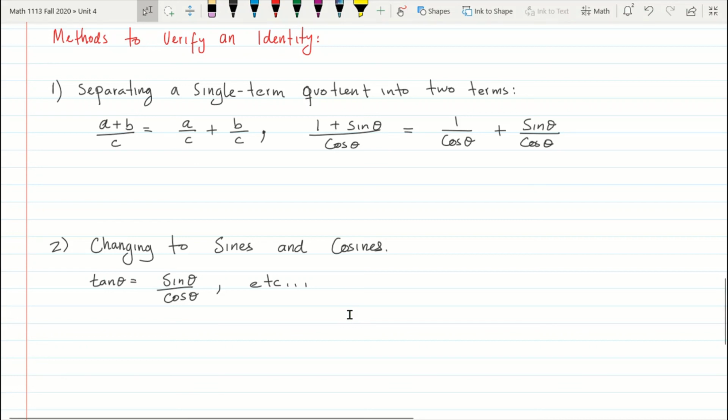And the second method, or the second pointer that we can always use, is changing things to sine and cosine. So if you have a tangent, rewrite it as sine over cosine. If you have a secant, then you want to rewrite it as 1 over cosine. Whatever other identity that we see, we want to be able to rewrite it perhaps in terms of sine and cosine. And that is everything for verifying trig identities.